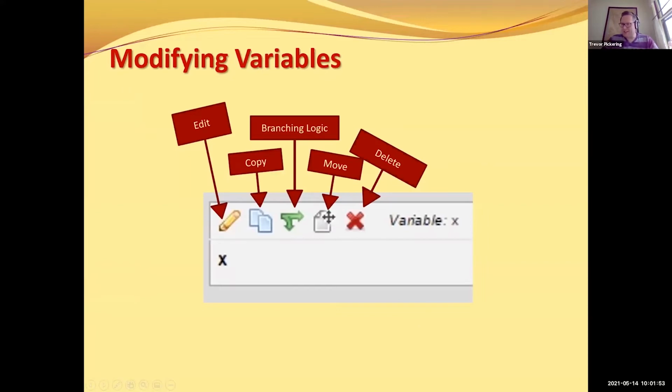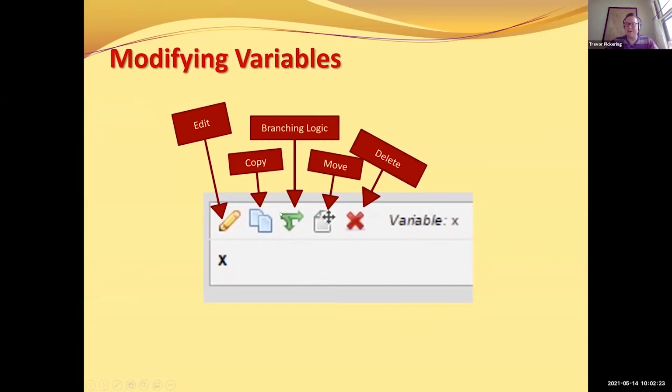One of the questions in the last breakout room asked you to copy one of the variables. An easy way to do that when you have your variables in the editor is to click the copy button right here. These are shortcuts for a lot of common functions that you would want to do with your variables, like editing, deleting, moving, or branching logic. And you can kind of get a sense of what branching logic is based on this image right here.